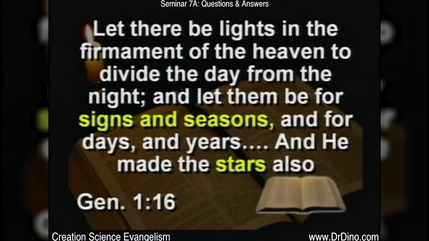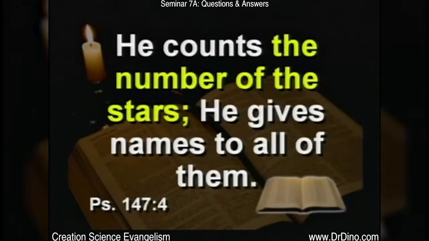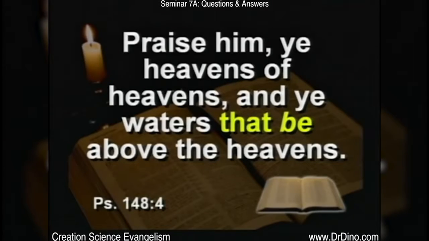The Bible says in Genesis chapter 1, let them be for signs and seasons and for days and years, and He made the stars also. Here God is claiming He made the stars, and it says in Psalm, He counts the number of the stars. Not only how many there are total, but each one has its own number. So God will say, oh, this is star number 42 trillion, 718 billion. He knows the number of each one. And it says, praise Him, ye waters that be above the heavens, in Psalm 148. This is the only verse that says anything like this. Waters that be above the heavens.